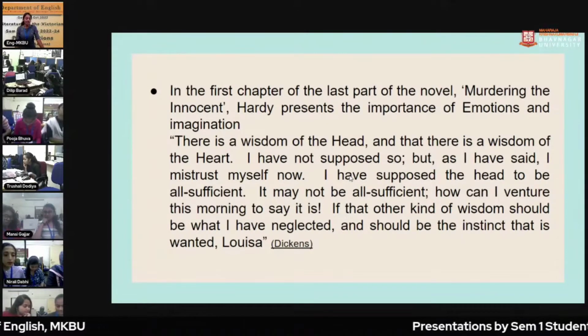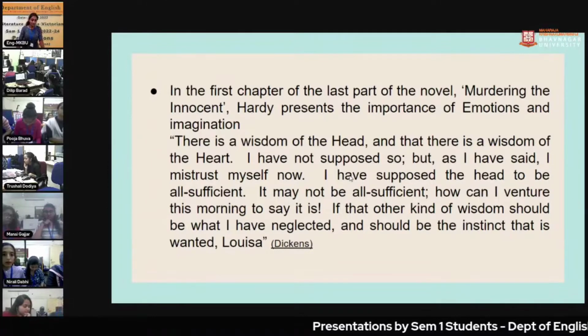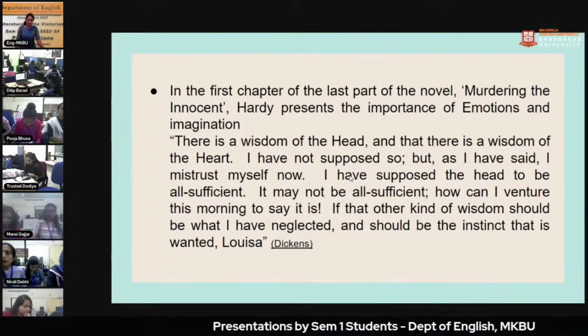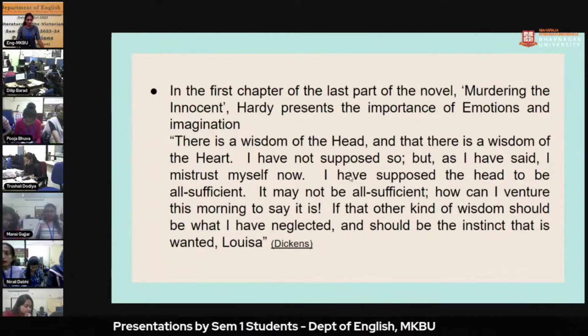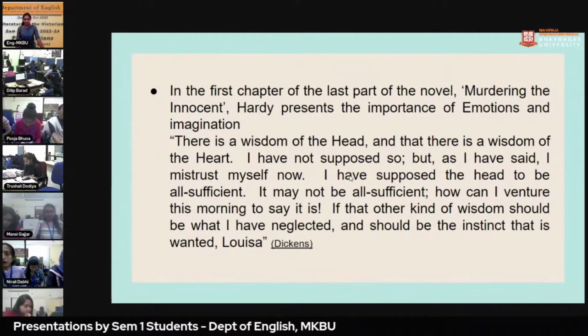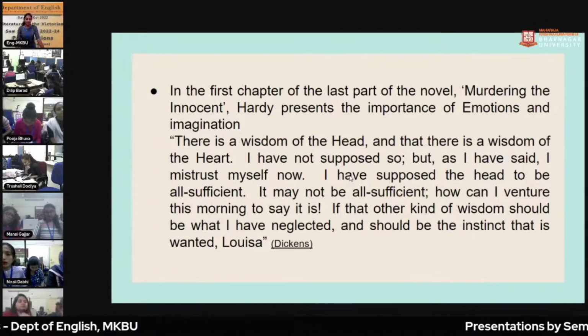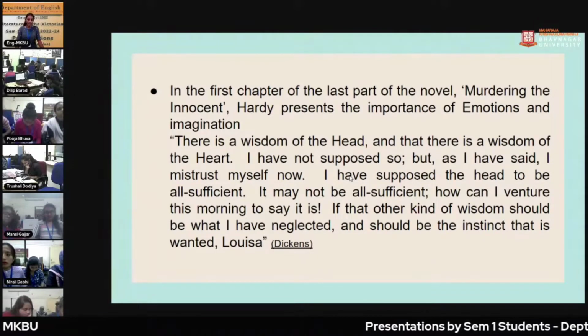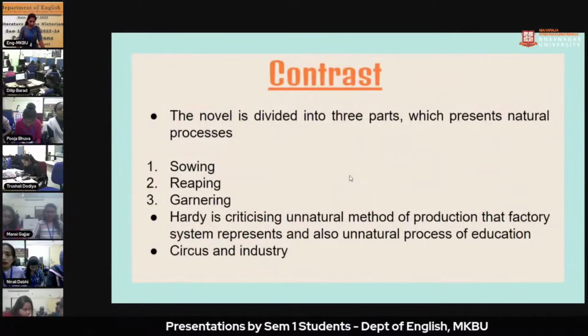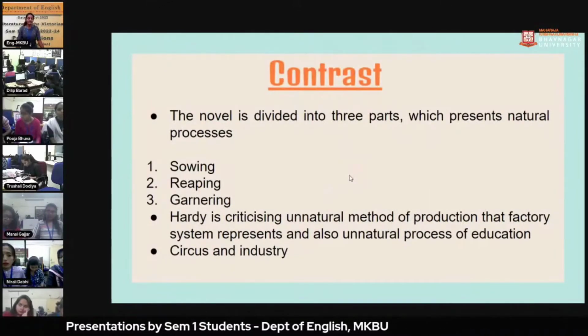It can't be sufficient in anyone's life. Though he is not supporting his arguments, he is saying that facts alone are not the only thing that can be helpful in your life, but the wisdom of the heart is also important. There, in the novel, we can see the contrast.